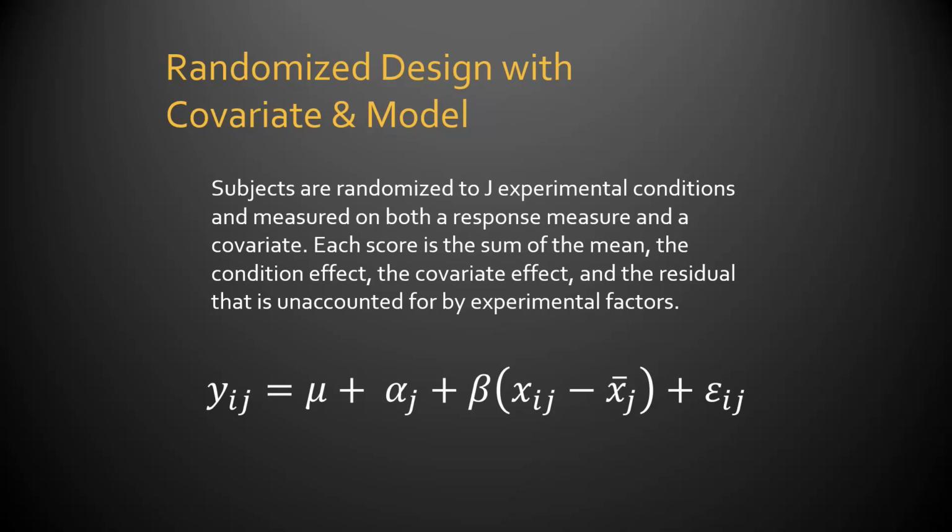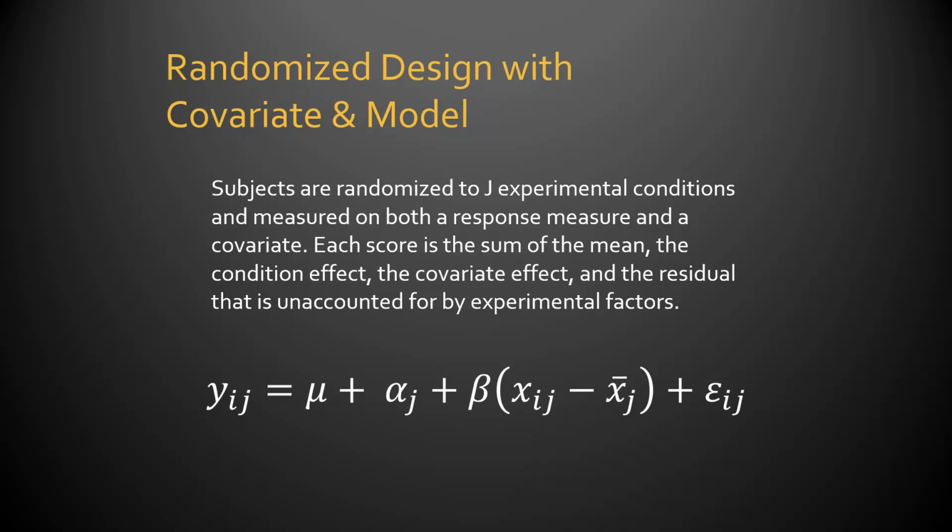Subjects are randomized to J experimental conditions and measured on both a response measure and a covariate. Each score is the sum of the mean, the condition effect, the covariate effect, and the residual that is unaccounted for by experimental factors. Now, as always, we could eliminate the term randomized and substitute it with observational. And in fact, the example I'm going to show you is an observational design with a covariate.